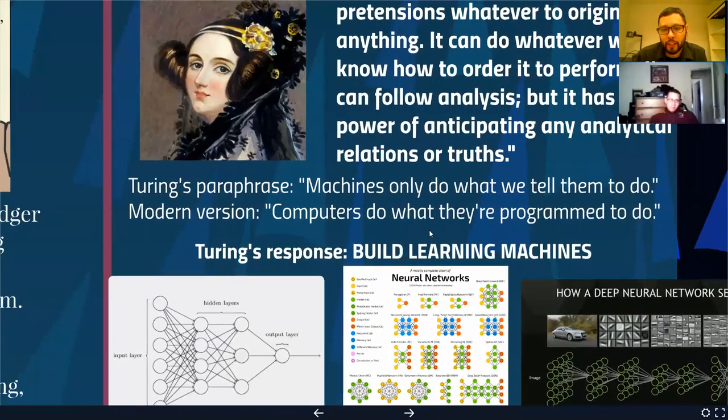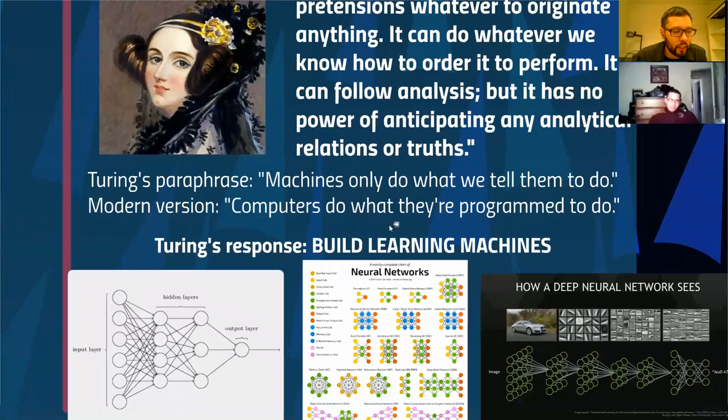Turing responds to Lovelace by saying, well, look, if you want a machine that behaves on its own and not just what we tell it to do, then build machines that learn. This is in 1950. He says, build learning machines. Because if you build a machine that learns, then what it does is the result of its learning process. And that learning process is something that it went through and not the programmer.